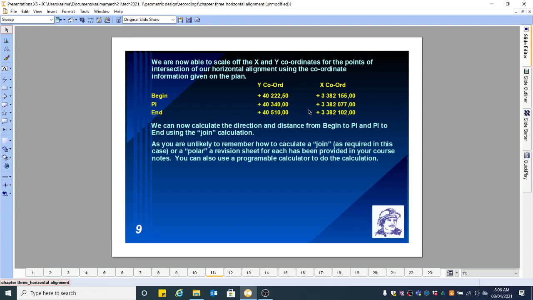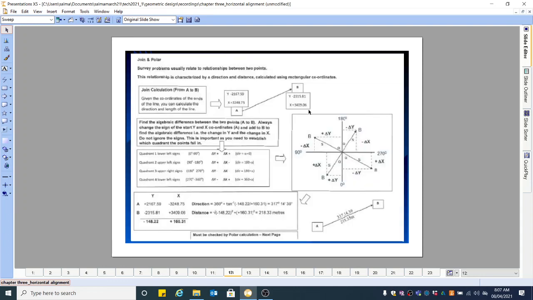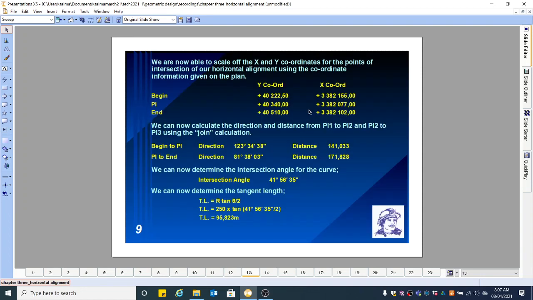As you are unlikely to remember how to calculate joins and polars as required in this case, a revision sheet for each has been provided in your course notes. You will also use a programmable calculator to do this calculation. So to work out joins and polars, we're giving you the supporting documentation to just recap your memory, and you can look at that in your own time.